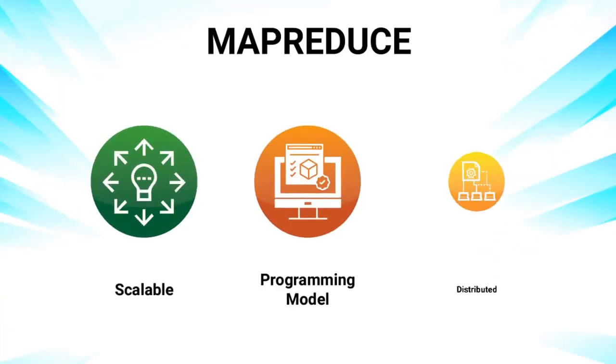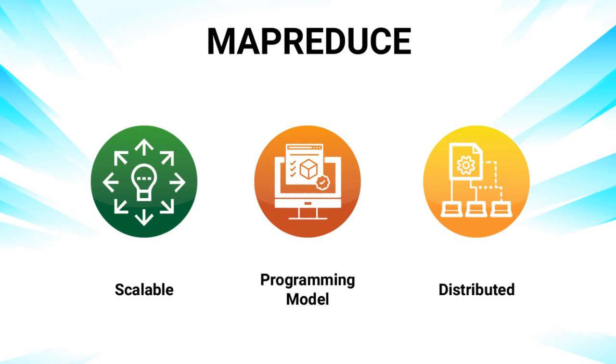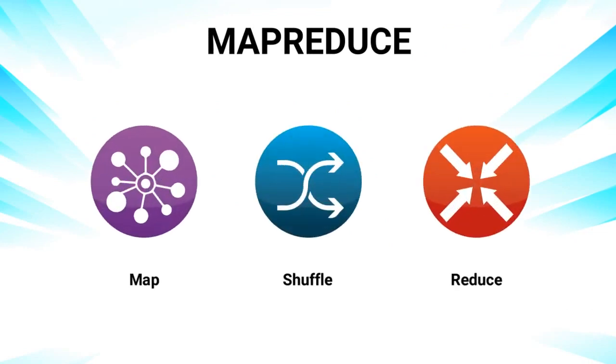So MapReduce is a scalable programming model that simplifies distributed processing of data. MapReduce consists of three main steps: mapping, shuffling, and reducing. An easy way to think about a MapReduce job is to compare it with the act of delegating a large task to a group of people and then combining the result of each person's effort to produce the final outcome.